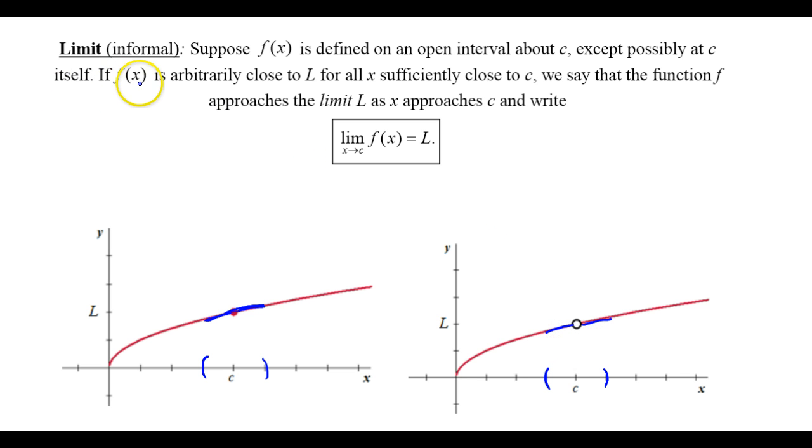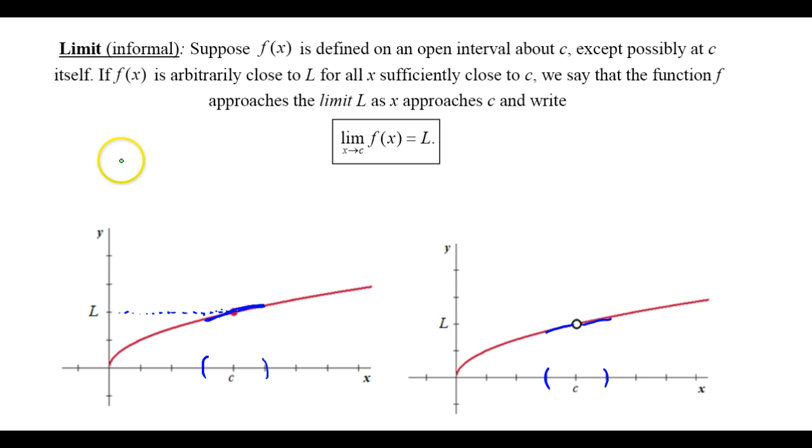Now let's continue. Now if f of x, if the function is arbitrarily close to L, so let's find L. L is on the y-axis. So if the function gets closer and closer and closer to L, some y value, for all x sufficiently close to c. And this is why we call this an informal definition, right? So we use arbitrarily close and sufficiently close. So this is not an exact definition.